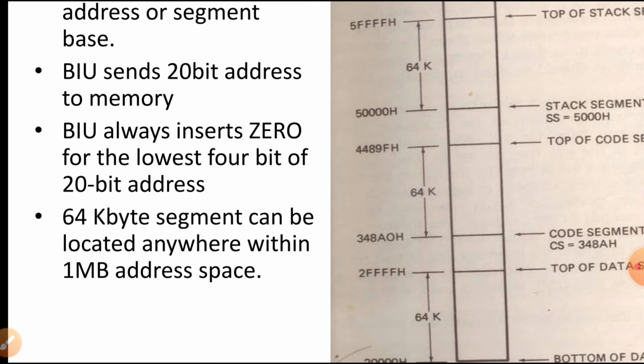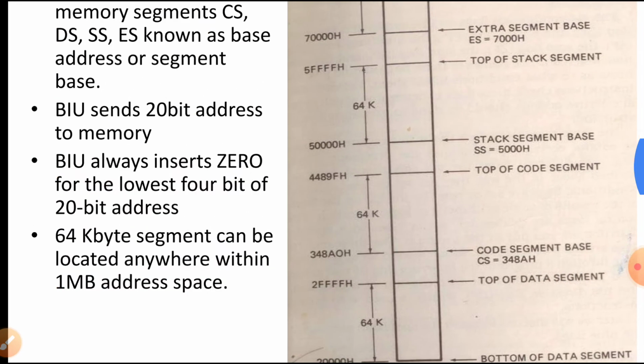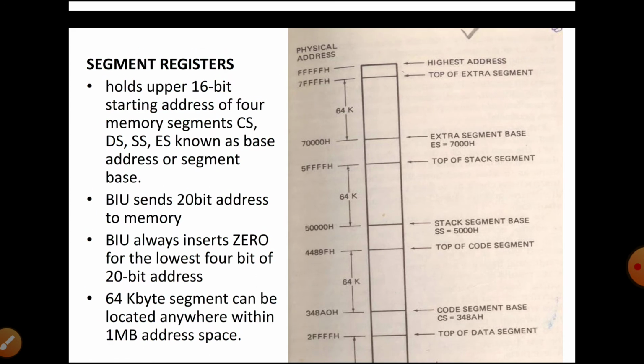Now, bus interface unit normally sends this 20-bit address to the memory whenever it wants to fetch, and this bus interface unit always inserts 0 to the lower 4 bits of the 20-bit address, and a 64 kilobyte segment can be located anywhere within the space of 1 megabyte. As I told you, with the help of 20 bits, we are able to access 2 to the power 20, that is 1 megabyte, of memory.